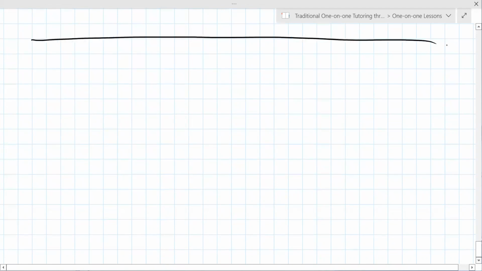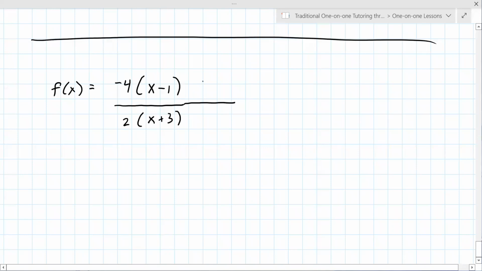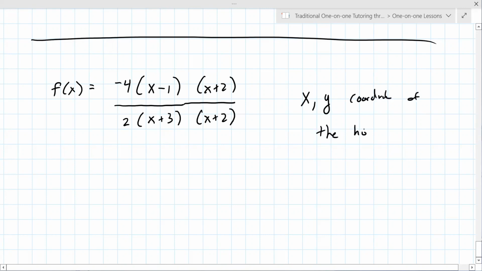Let me try to get you to do some of this on your own here. So let's say that f of x equals (-4x - 1) over (2x + 3). And let's assume that this is also here. Could you do the following for me? Could you find the x and the y coordinate of the hole? If you have questions, of course, please ask.